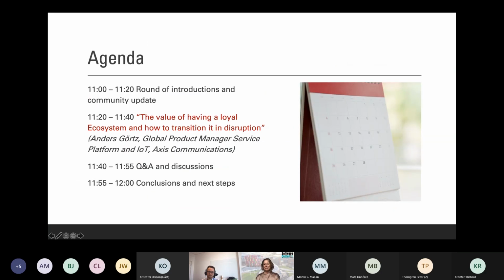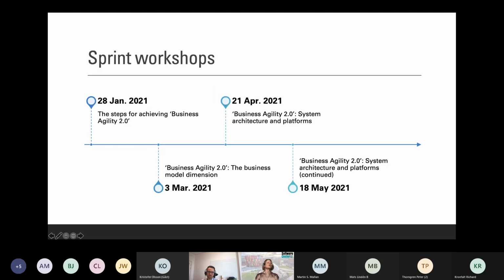We have an agenda for the session. We just did a round of introductions. The keynote of today is from Access Communication, Anders Görtz. I will soon hand over to him. But before that, I just wanted to show you a little bit of an update on what we actually did in the sprint with regards to the product community session.